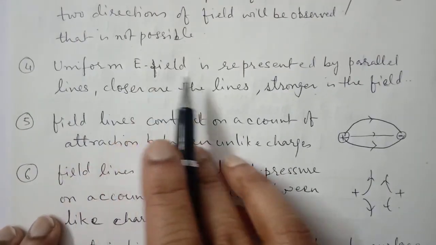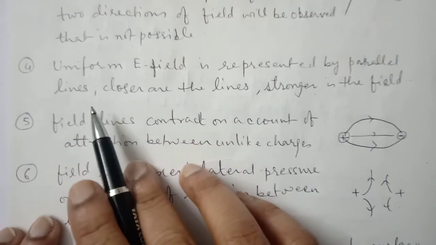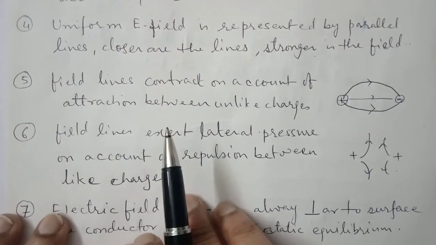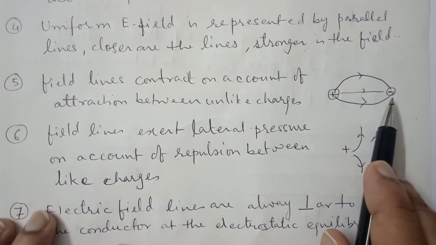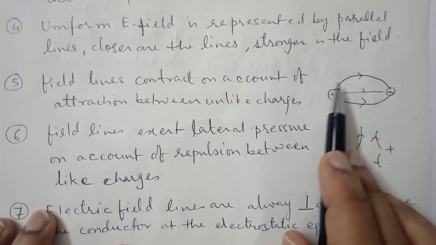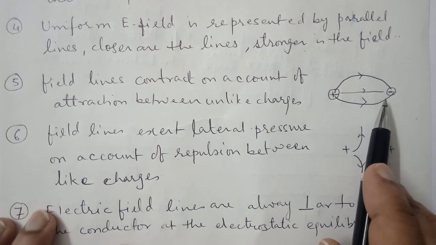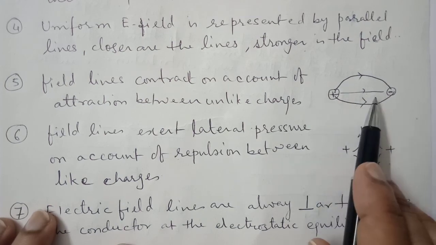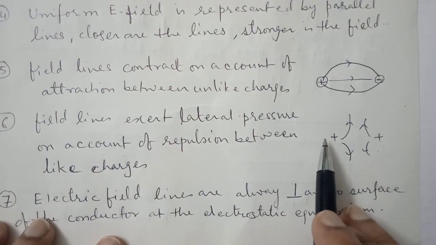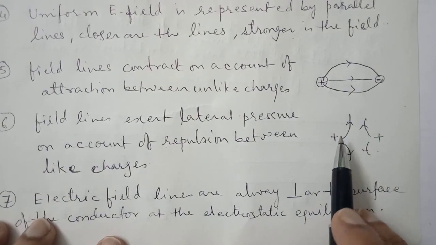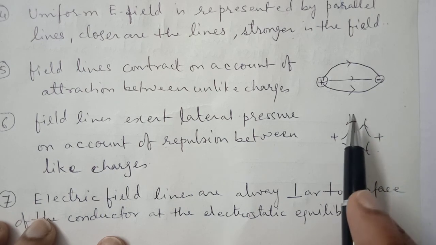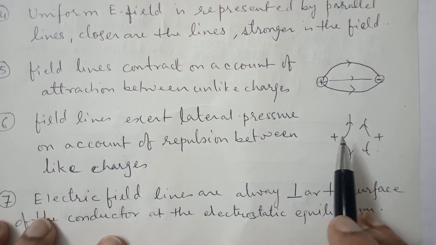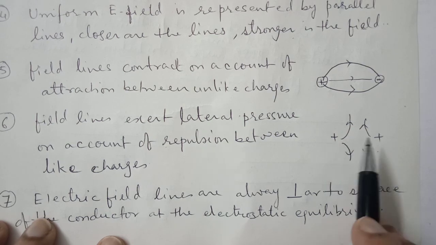Next point: a uniform electric field is represented by parallel lines. The closer the parallel lines, the stronger the field. If I talk about positive and negative charges, they attract each other. So field lines get contracted longitudinally. This indicates attraction between the two charges. If we talk about two similar charges, positive charges, the field lines indicate the directions like this. They are being pushed away, so they exert lateral pressure. This talks about repulsion between like charges.